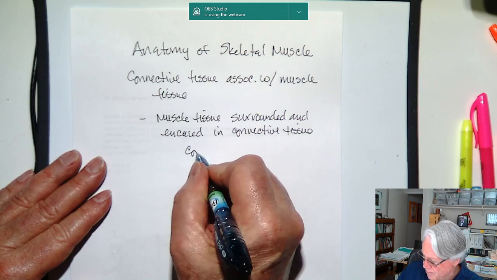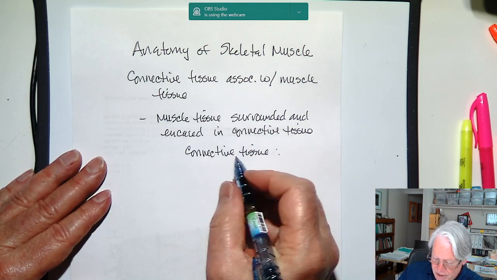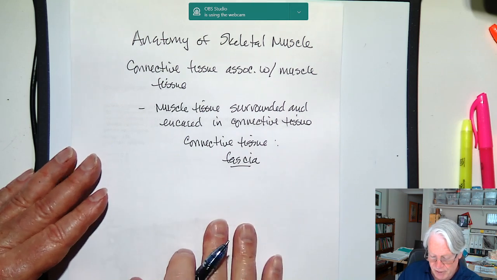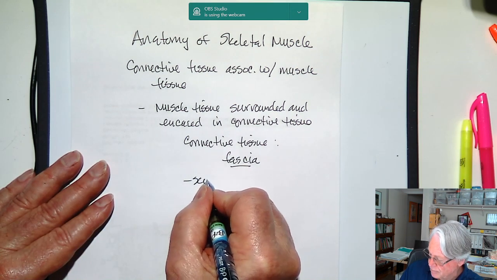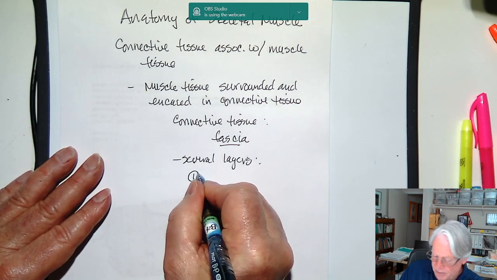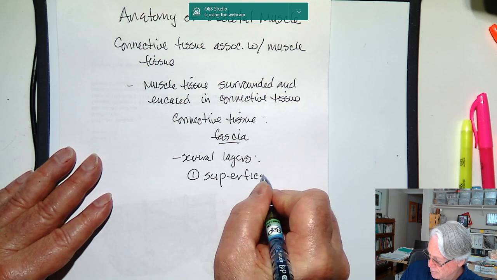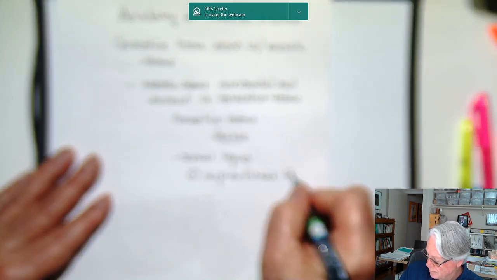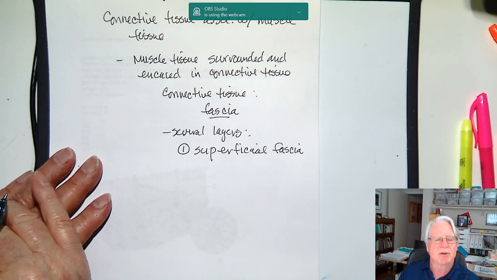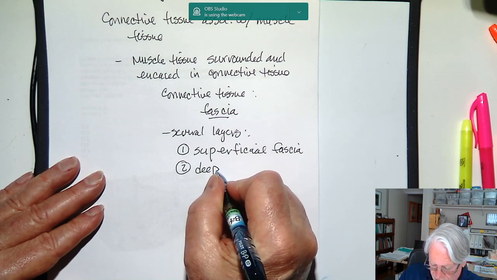So this connective tissue is referred to as fascia. That's the term, fascia. And there are several layers. We'll list them and then we'll talk about them. Number 1, superficial fascia. Hopefully that's ringing a bell to you. We did mention this term when we were looking at the skin, the integumentary system. Number 2, deep fascia.